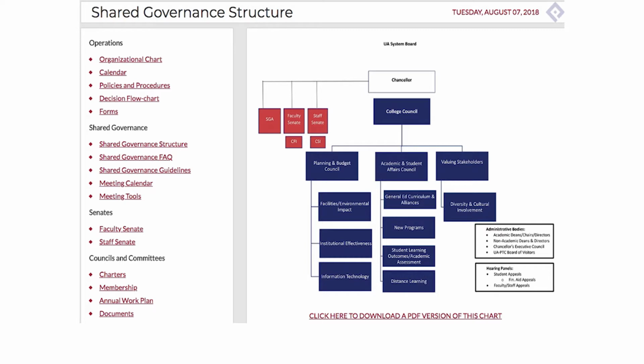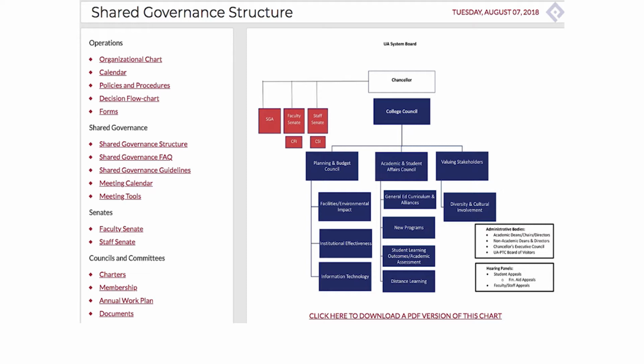Okay, so the new shared governance website, if you go to this /governance, what you're going to find is we divided it up into operational and then shared governance. And that way there's a one-stop shop for policies and procedures, the actual organizational structure, and then all of our shared governance information.